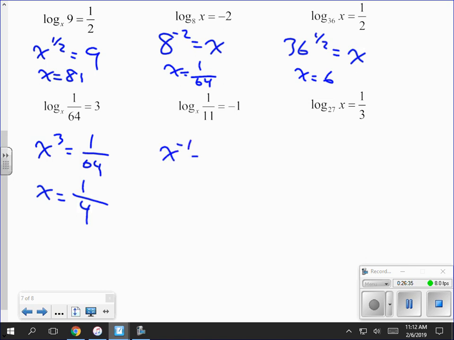X to the negative 1 is 1 over 11. X equals 11. That's an easy one-ish.